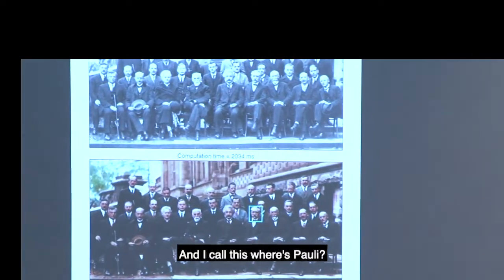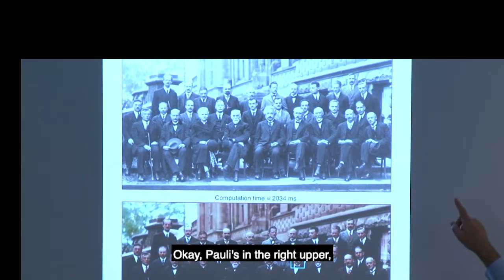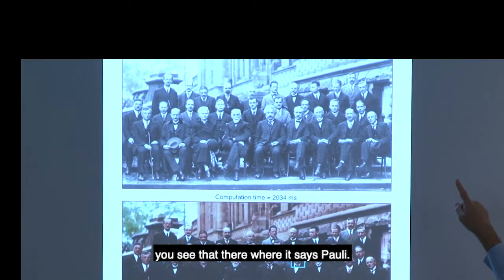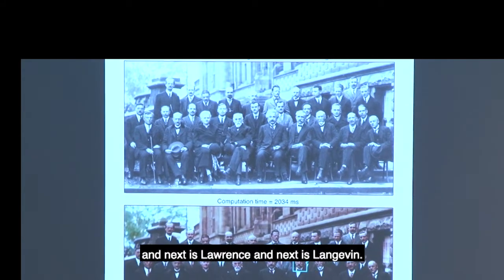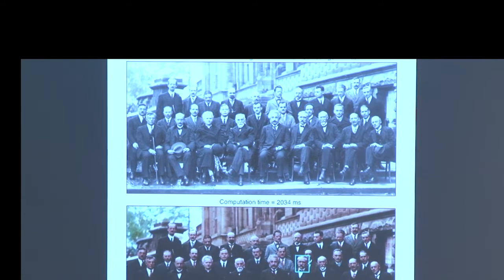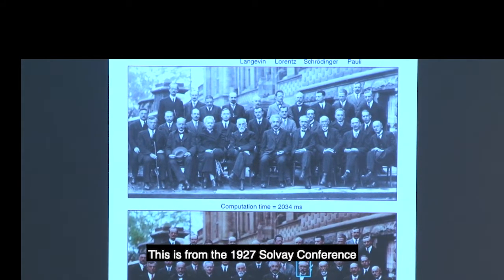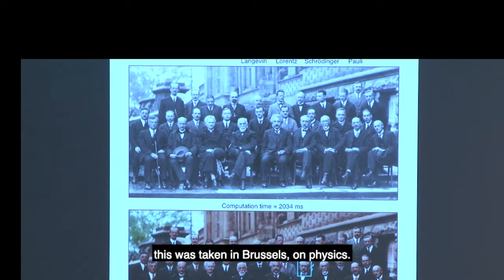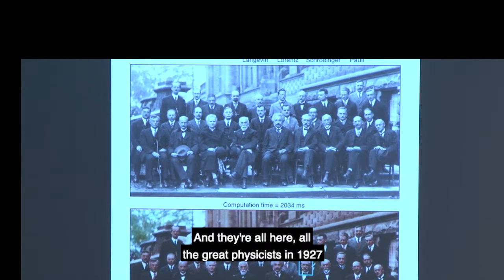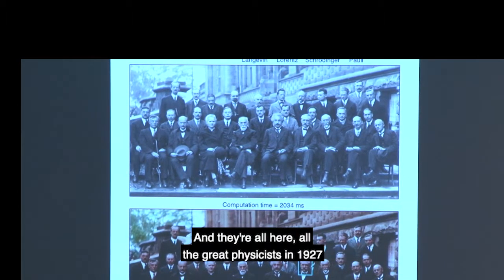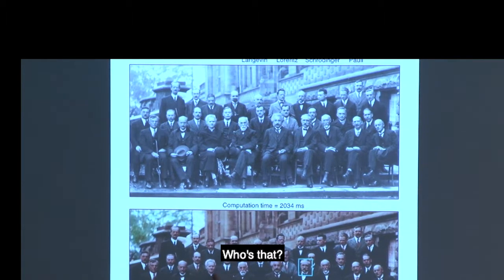Okay, so here's this picture. And I call this, Where's Paulie? Okay. Paulie's in the right upper, you see that there where it says Paulie. And next to him is Schrödinger, and next is Lawrence, and next is Langevin. Okay? Now does anybody know about this photograph? This is from the 1927 Solvay conference, which was taken in Brussels on physics. And they're all here. All the great physicists in 1927 are basically in this photograph. Who's that?